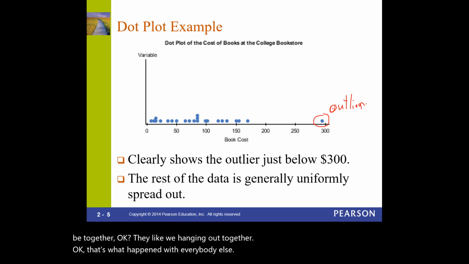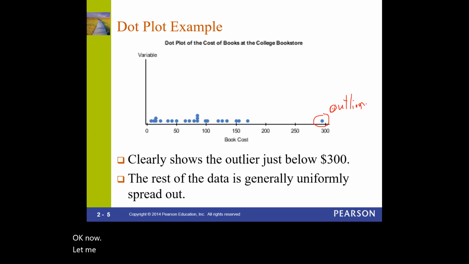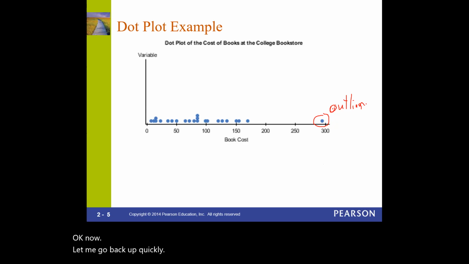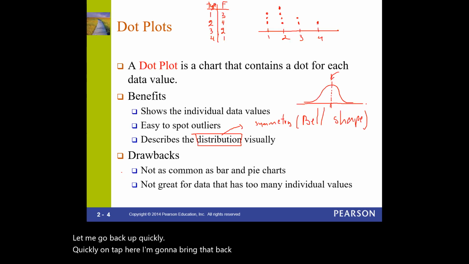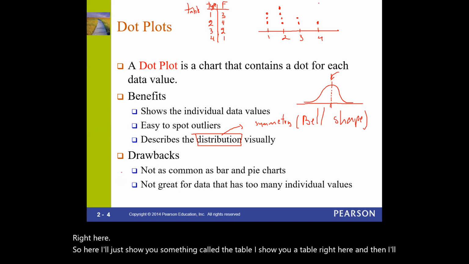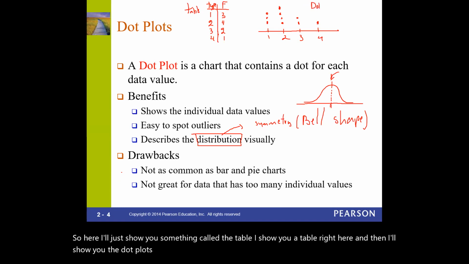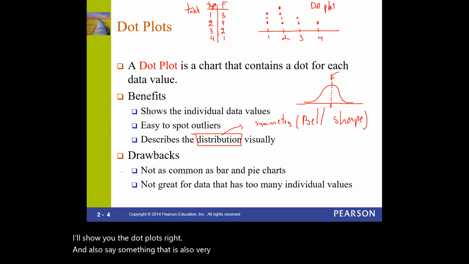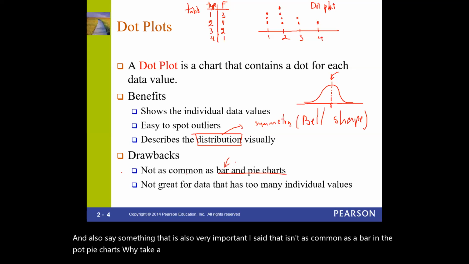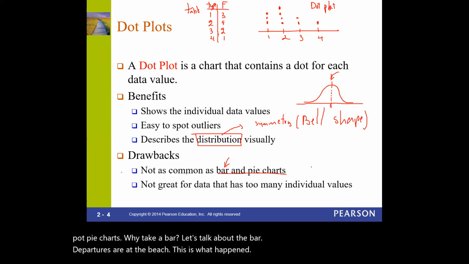Now let me go back up quickly to the top here. I'm going to bring back the notes right here. Here I showed you something called a table, and I also showed you the dot plots. I also said something very important: that a bar chart and a pie chart are common. Let's talk about the bar chart a little bit. This one will be easier to do.